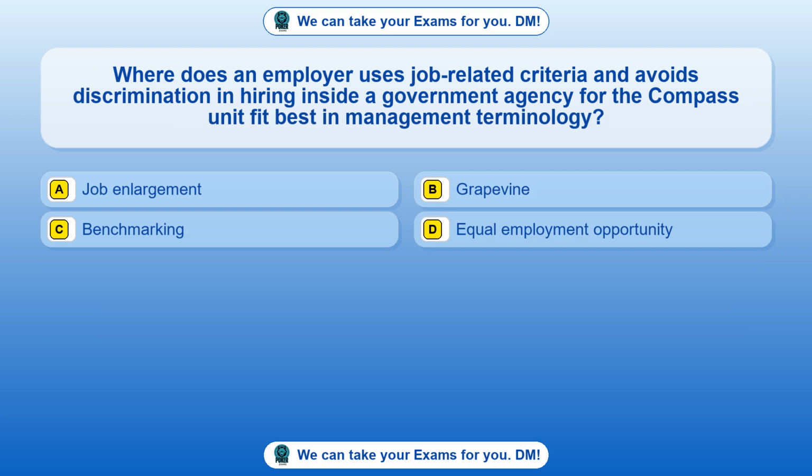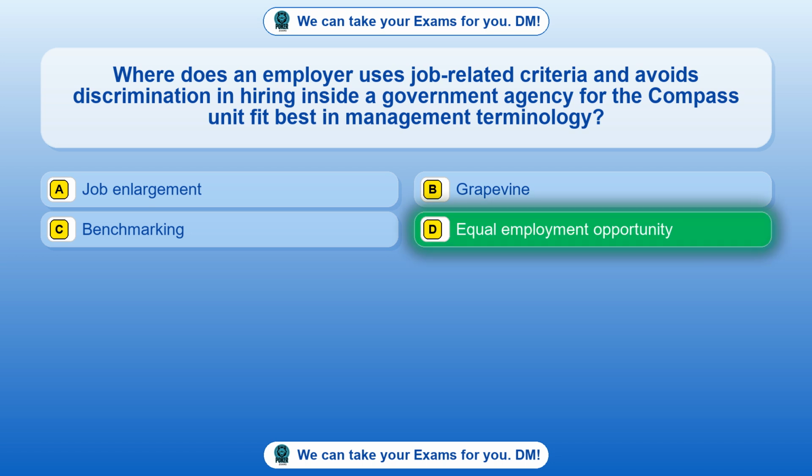Question 83. Where does an employer uses job-related criteria and avoids discrimination in hiring inside a government agency for the Compass unit fit best in management terminology? Option A, job enlargement. Option B, grapevine. Option C, benchmarking. Option D, equal employment opportunity. The correct answer is option D, equal employment opportunity.